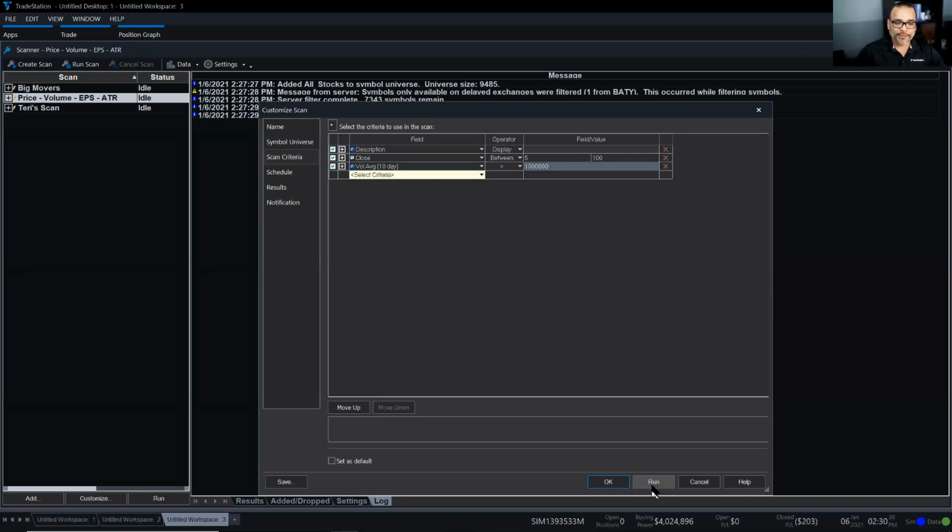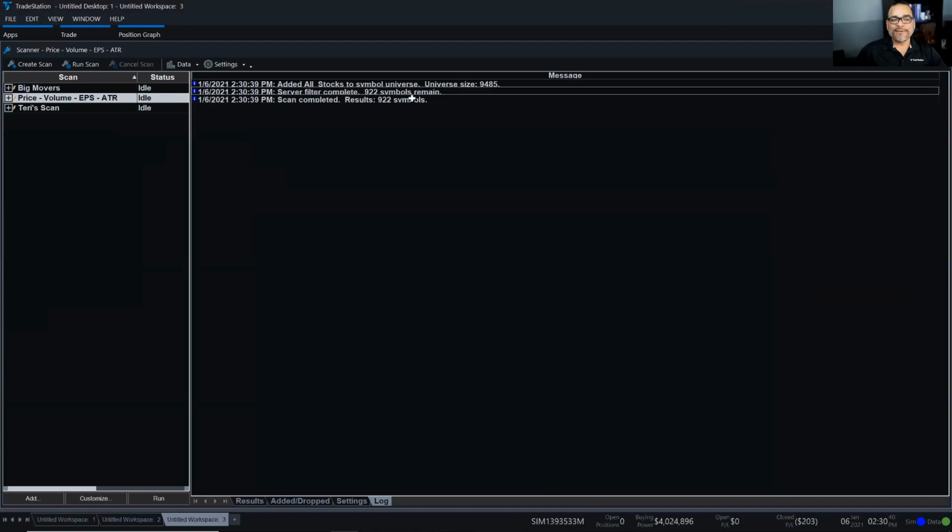Again, I'm going to run. I notice that from the 7,300, I'm down to 922 only. That is also impressive. So out of all those 7,000 symbols that I had before I applied this filter, only 922 trade an average of 1 million shares or more. I find that to be impressive, and it gives you an understanding of the universe of stocks.